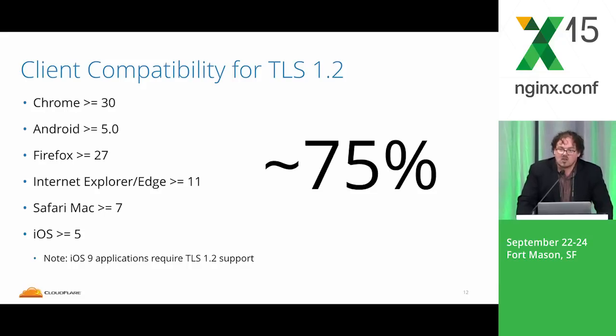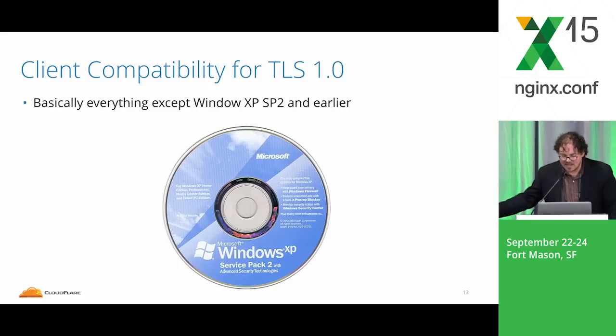On the plus side, or not on the plus side, but on the other side of the coin, certain operating systems, platforms are starting to prefer TLS 1.2. So iOS 9 just came out with something called App Transport Security, and in it, it requires the server to support TLS 1.2. So the industry is moving forward towards this standard. In any case, TLS 1.0, that's the last one that's really secure. Basically works with everything except for Windows XP SP2.